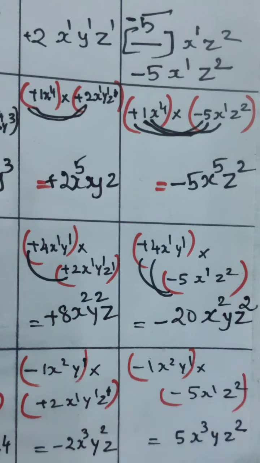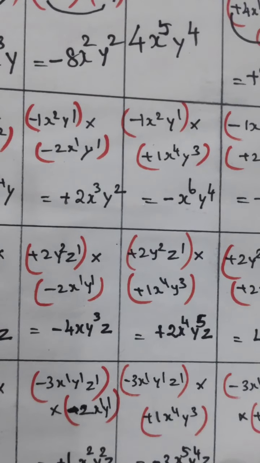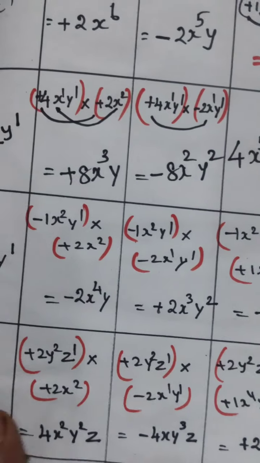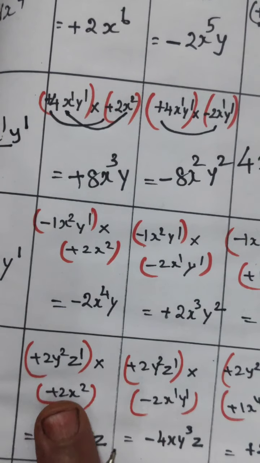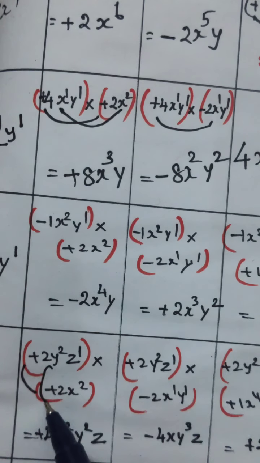X means write the x, not means leave it the x. Next one column I say and give remaining column and all you do one practice. Okay, yeah. Next here have the number is plus 2y squared z power 1. The up have the number is 2x squared. Plus into plus, plus 2 2s are 4.